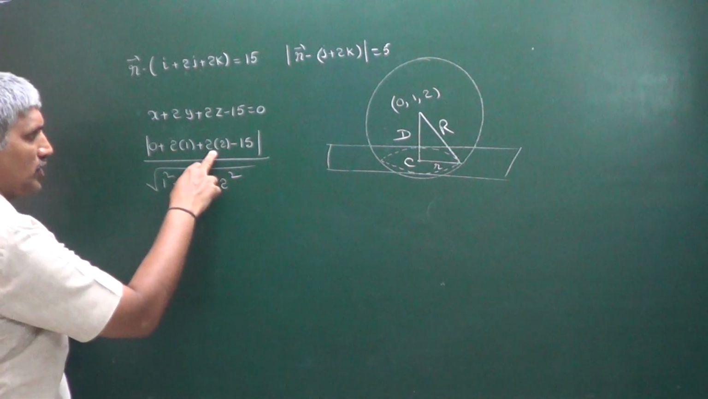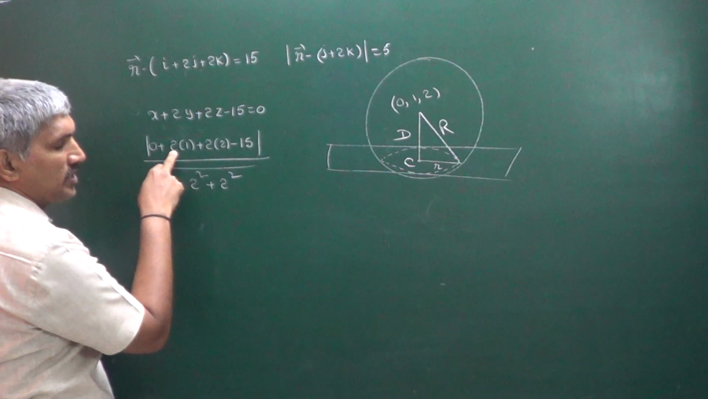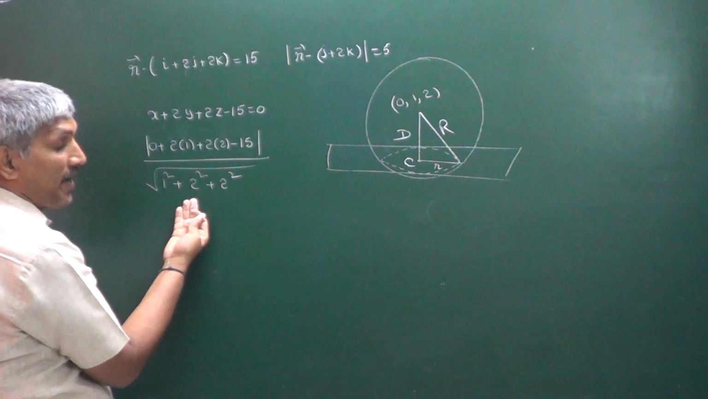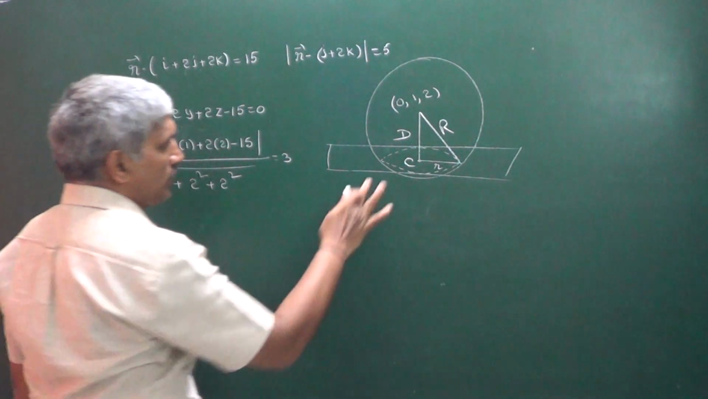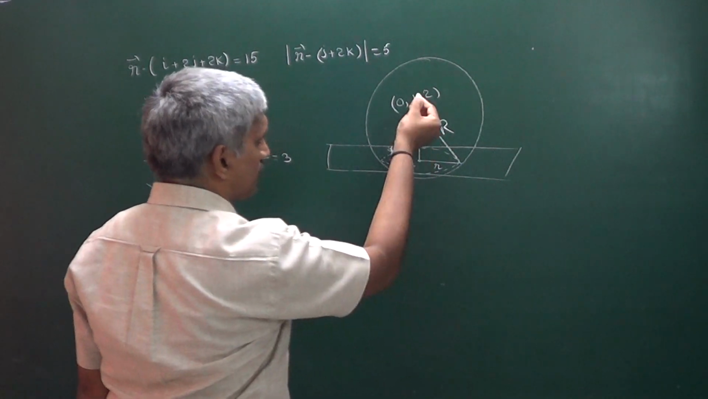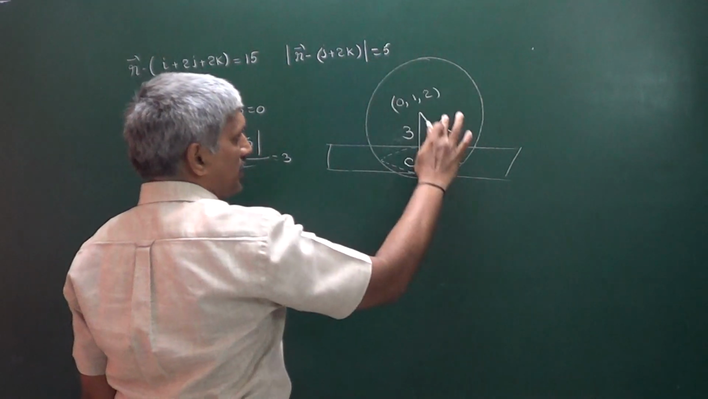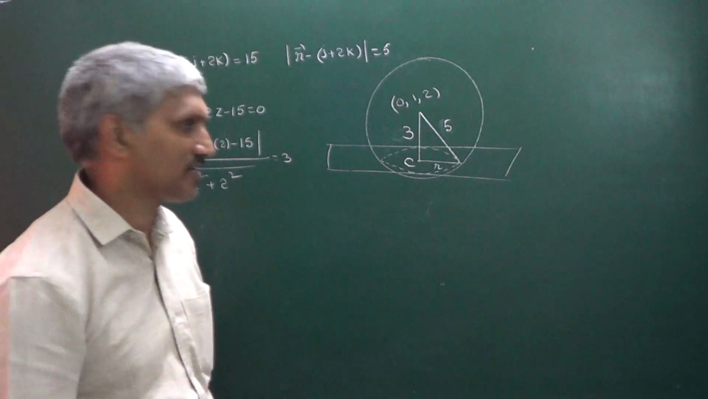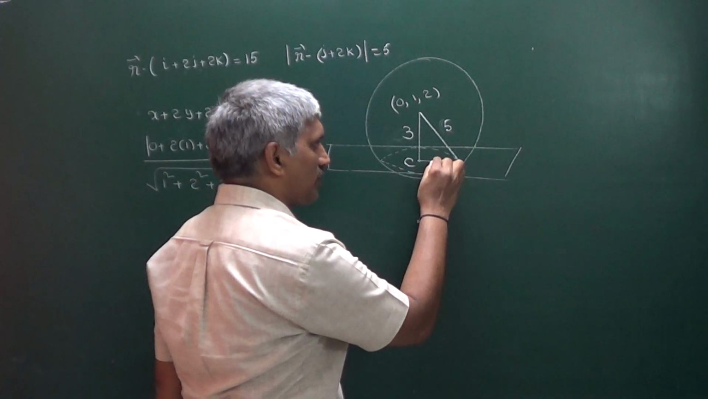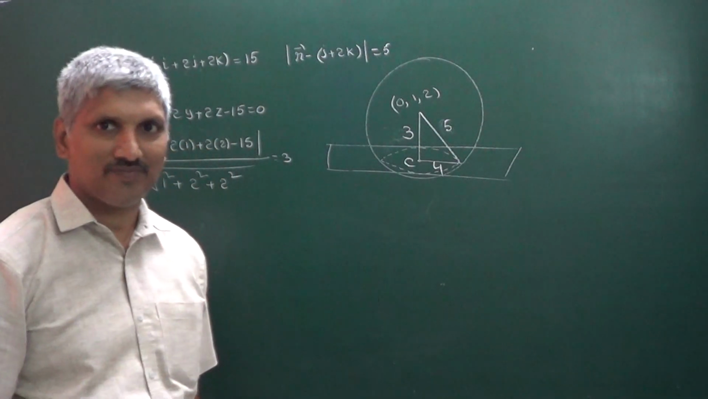Now that is nothing but 4 plus 2 is 6, so we are getting 9, 9 divided by under root 9, so we are getting this distance equal to 3. So the perpendicular distance we got is 3, the radius of the sphere is equal to 5, then the radius of the circular cross section is 4, right?